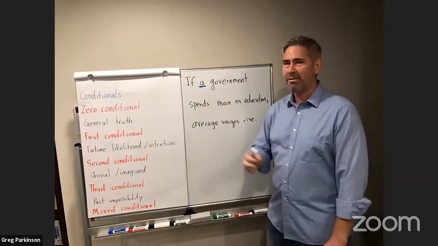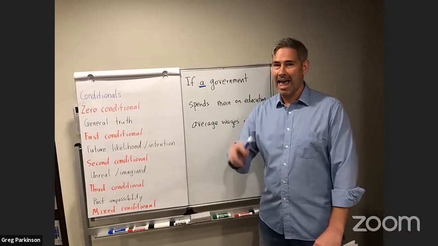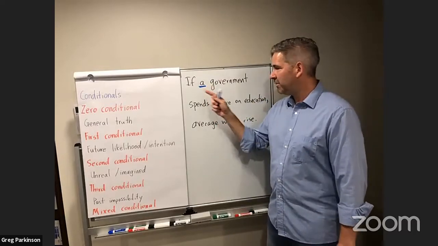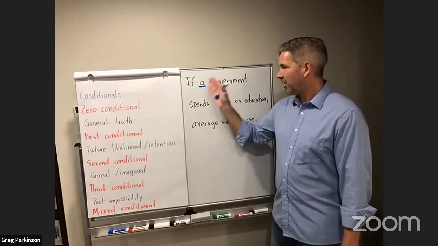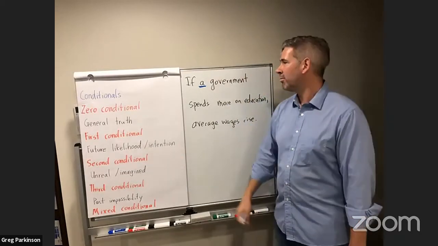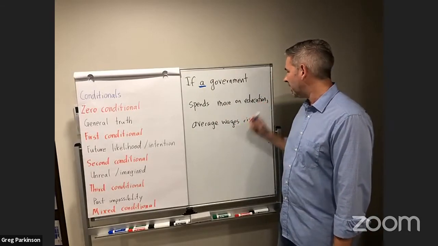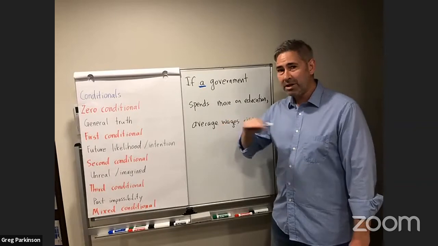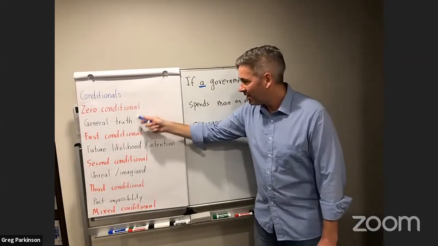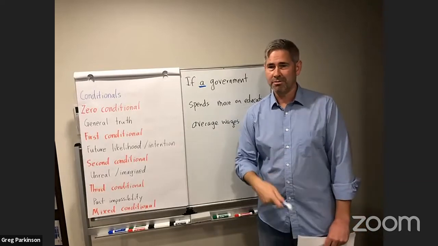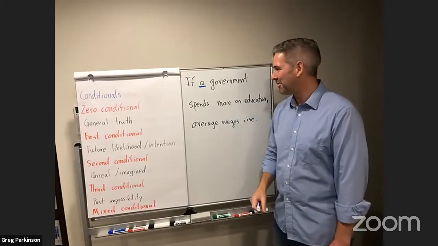So a good way to think about the difference between a and the, or a, an, and the, is when we use a or an, it's any. Right, so I could also say "if any government", but that's not natural. So I say, if a government spends more on education, average wages rise. Now, again, this is what I believe to be a general truth. Now, I did study economics, and I'm pretty sure it is an actual truth or a fact.